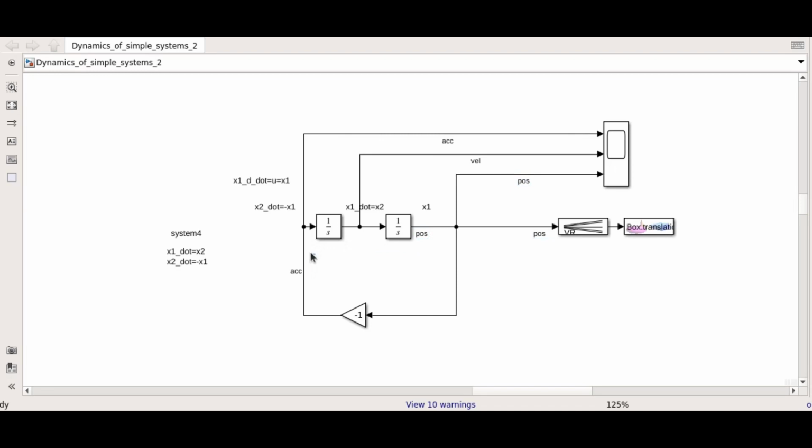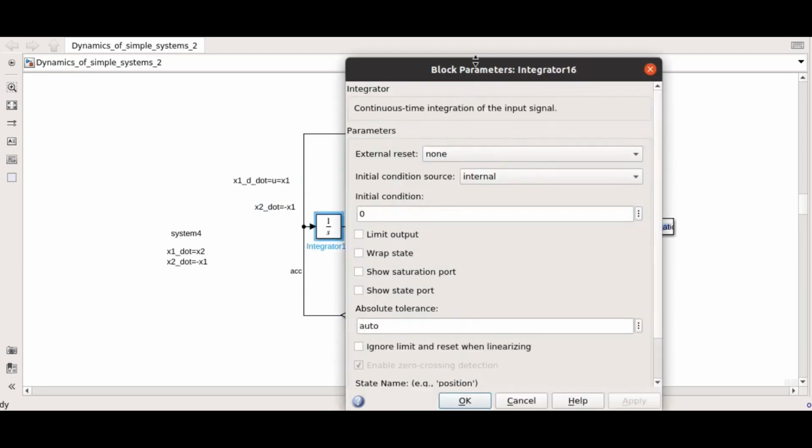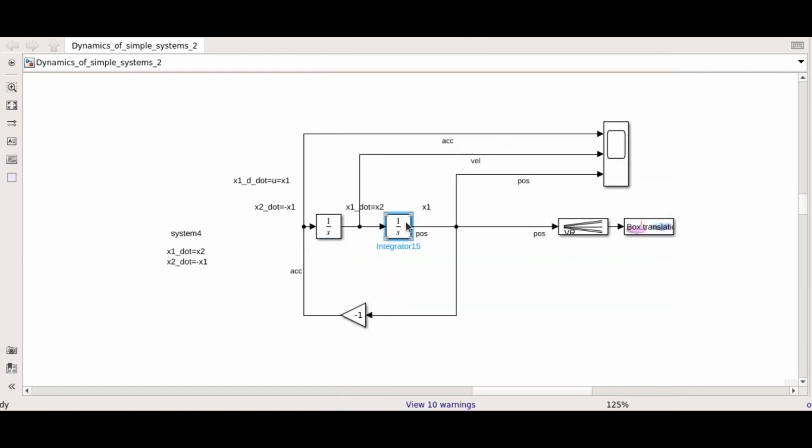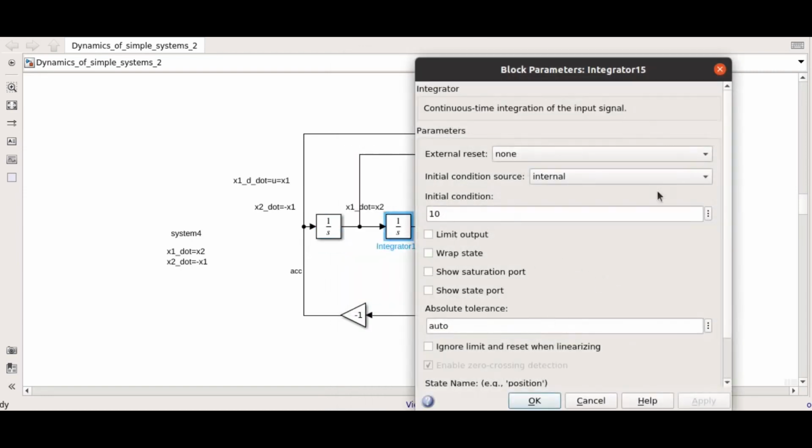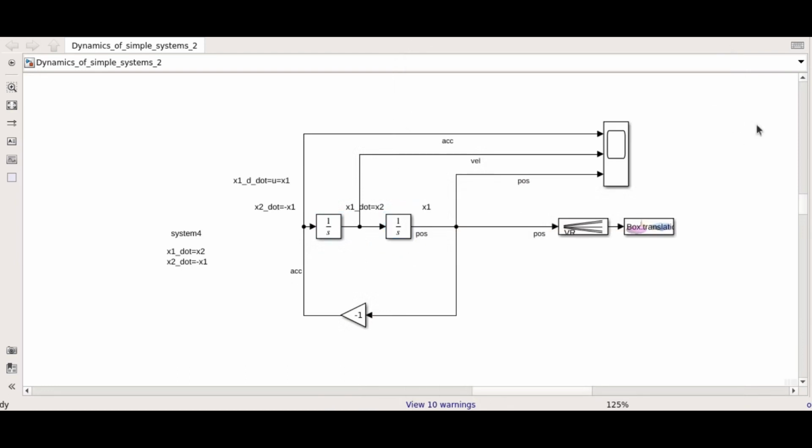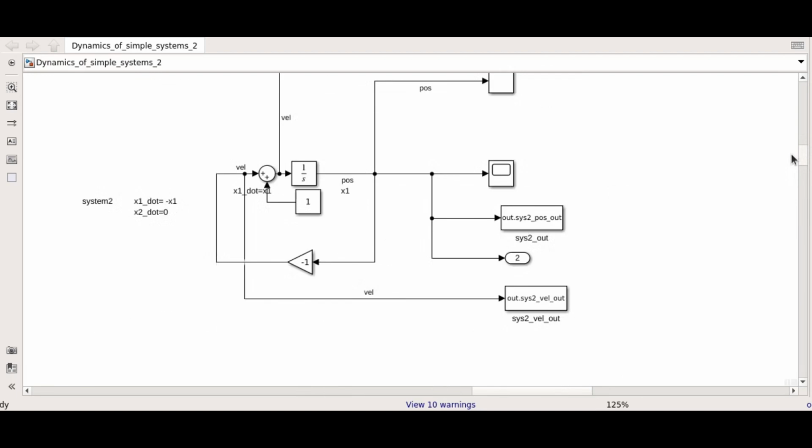In this simulation, the initial velocity is kept at 0. Initial position is kept at 10. Let us start with this very simple case. If you recollect the simulation for System 2, this is very similar to that. In System 2, negative of the position is fed to the velocity. Here, negative of the position is fed to the acceleration.